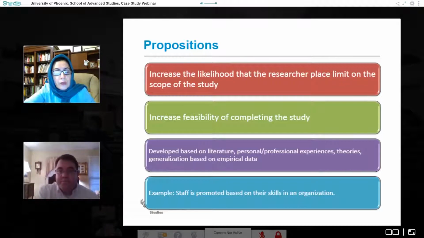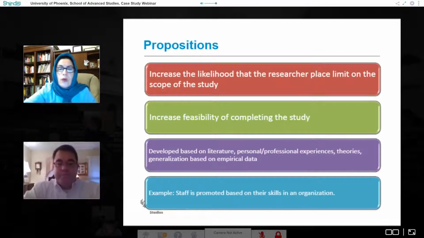And so how do we really find these propositions? You can review the literature, and based on the review of literature, you come up with a statement, or based on your professional experience, you may come up with a proposition. Perhaps you have read some study, and based on the result of some study, you may come up with a suggestion. There are different ways to come up with a proposition.